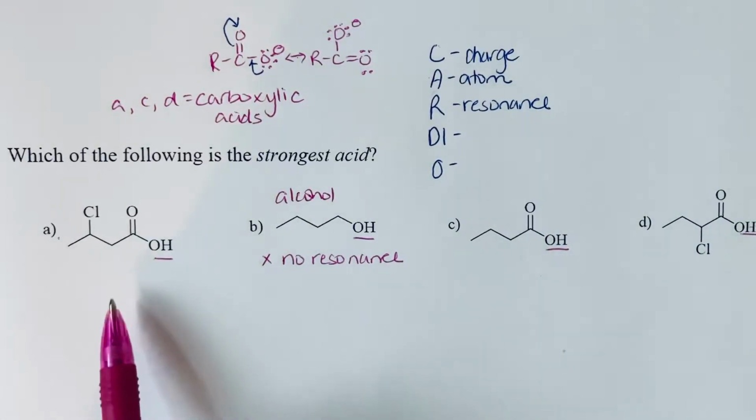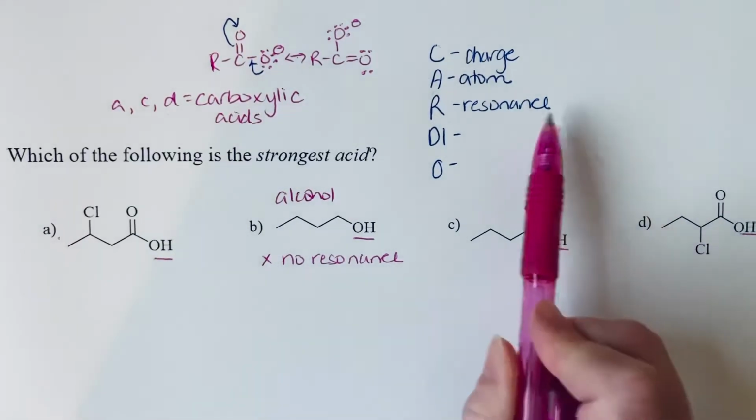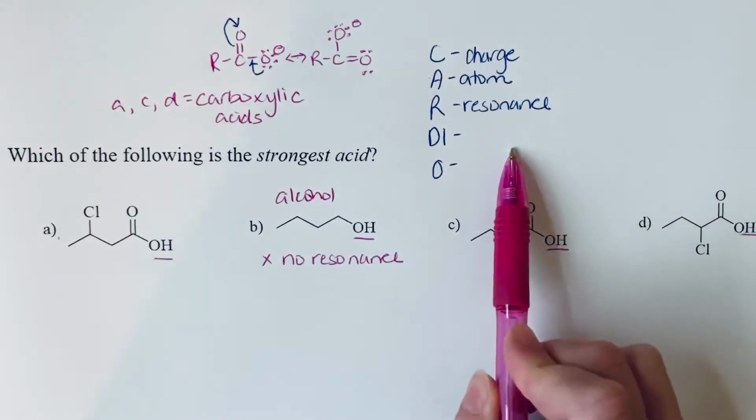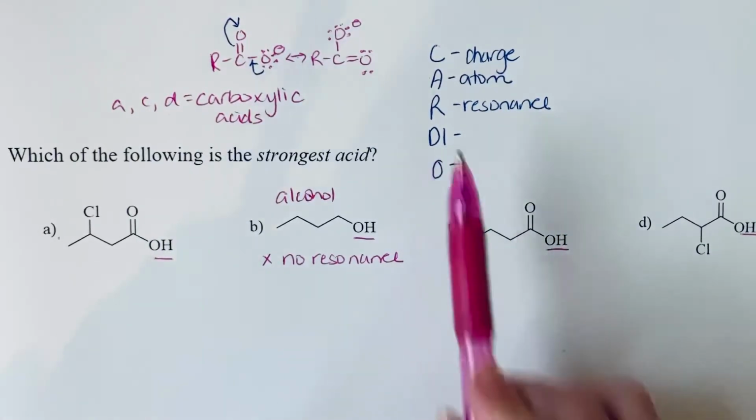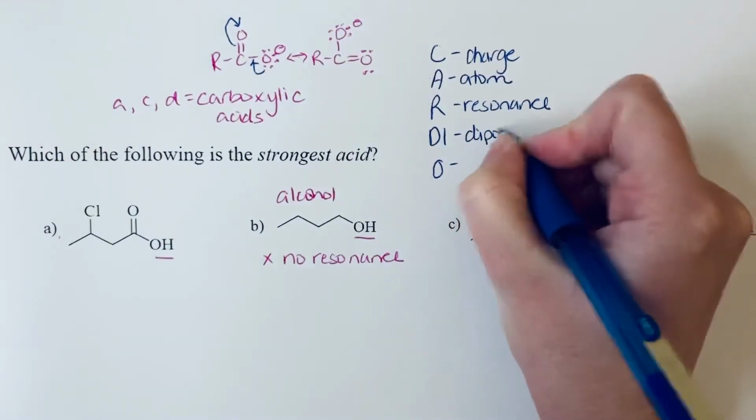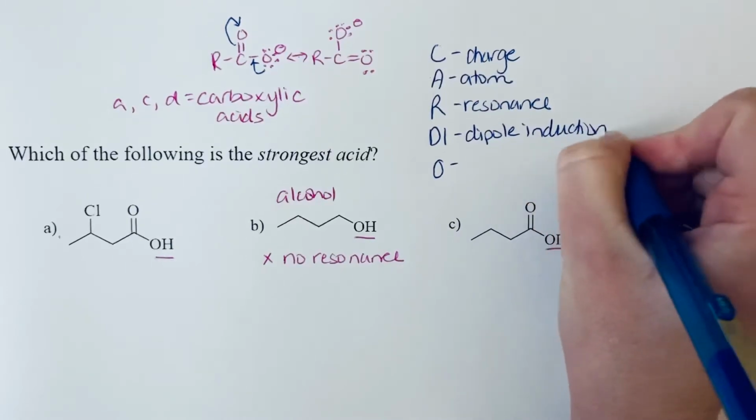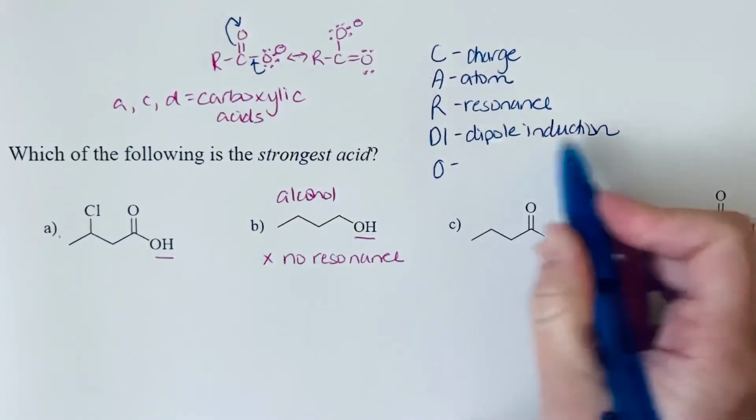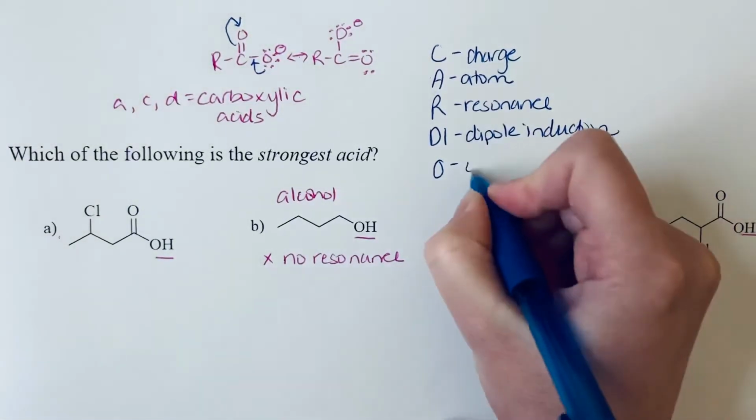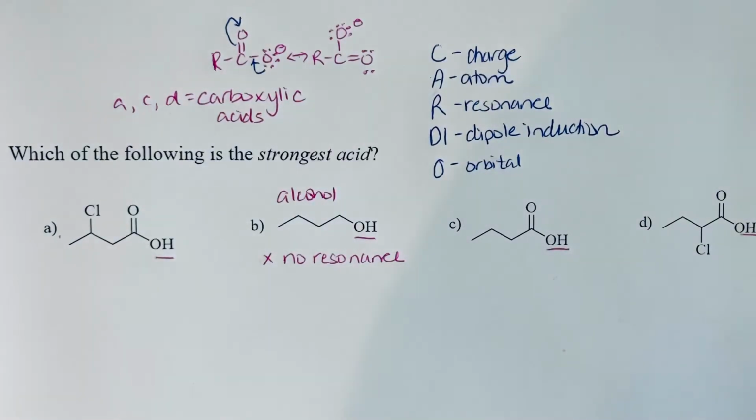Okay, and so we need a way to differentiate these carboxylic acids because they all exhibit the same resonance. So we're going to move down our trend to the DI, which stands for dipole induction. And this is what's going to allow us to differentiate. Before I go back to that, though, I will fill in the O orbital, even though it does not come into play in this problem.